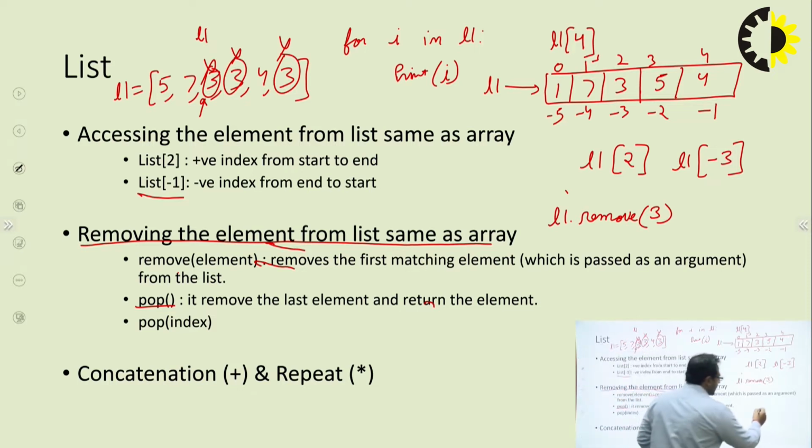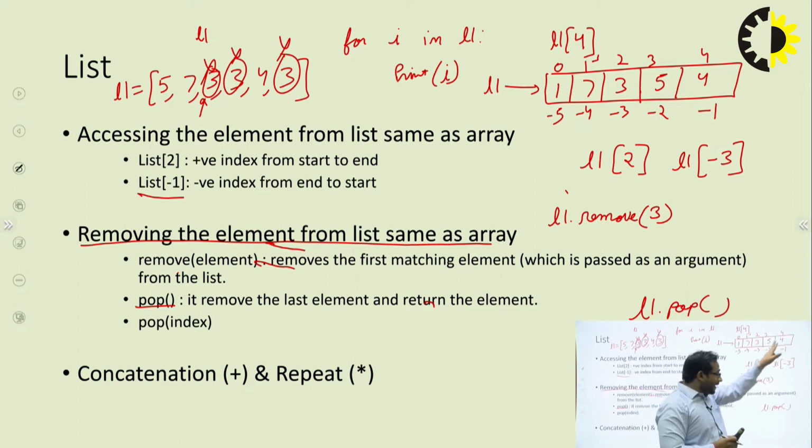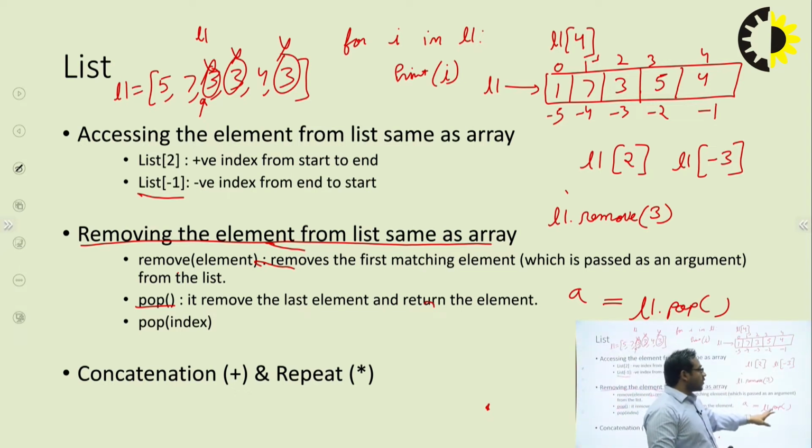Suppose I am calling L1.pop() on this list. It removes the 4 and returns the value. If you want to store this value, you can use the assignment operator and store it in a different variable, right? So pop removes the element from the last index, and it also returns the value.